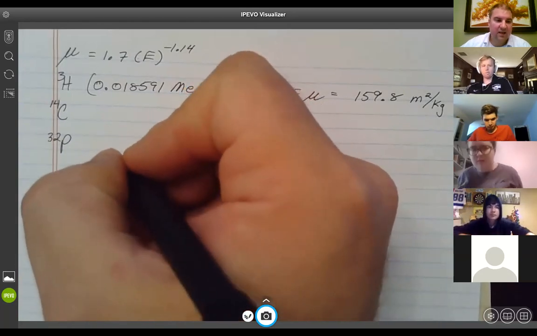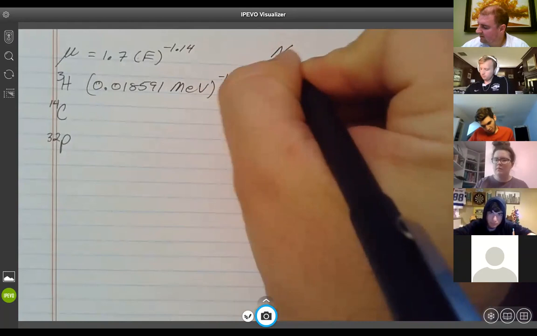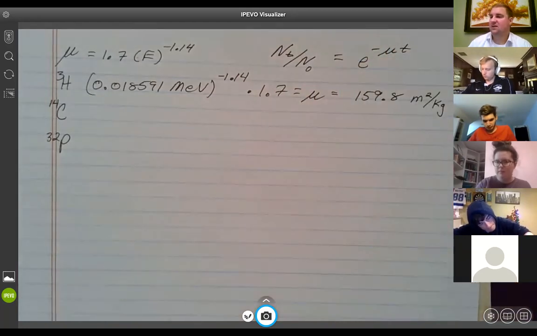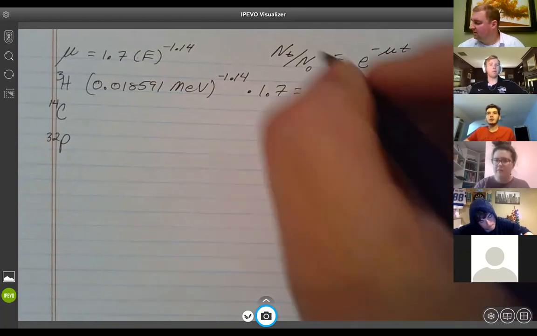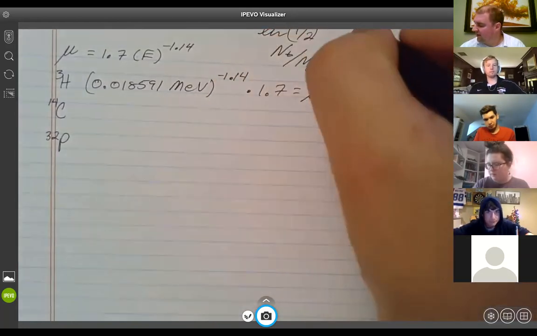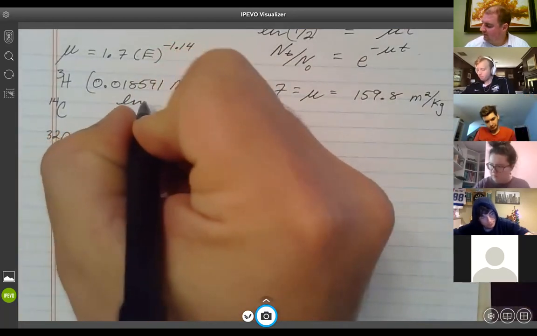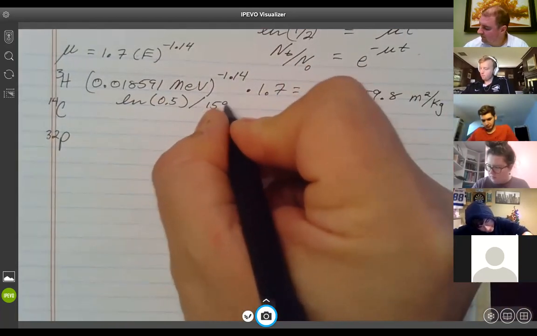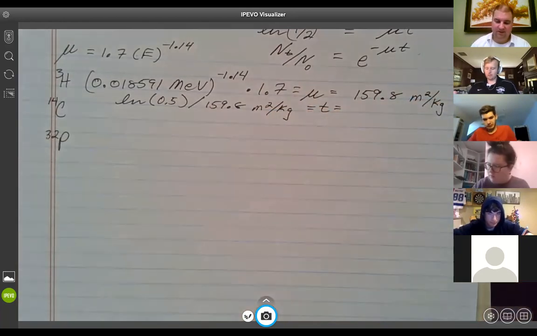So our thickness, our T, when we express that, the range here, we want to go ahead and take our N_T over N naught equals e to the negative mu T. This starts to look familiar, right? If we want this to be 50%, then this becomes 1/2. To be able to solve for T, we're now taking the natural log of 1/2 equals negative mu T. So our natural log of 0.5, 1/2, divided by our mu, gives us our areal thickness.